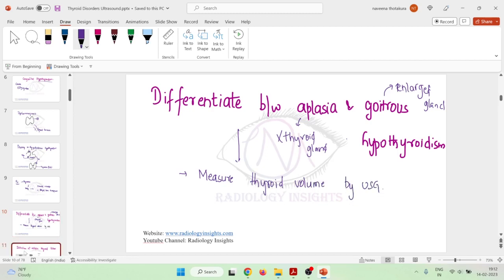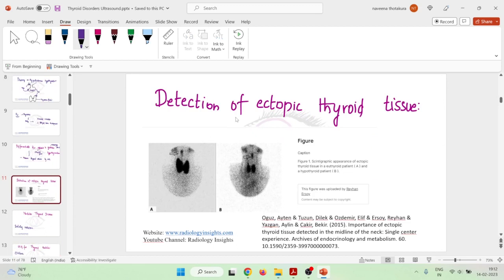Then one more important thing is the detection of ectopic thyroid tissue. We said there is ectopic thyroid tissue. Now the question is how are we going to detect the ectopic thyroid tissue? The ectopic thyroid tissue can be detected with the help of scintigraphy. That is nothing but a radionuclide scan. With the help of a radionuclide scan, you give a radioactive material to the body and this will have affinity to the thyroid gland. So it binds to the thyroid gland.